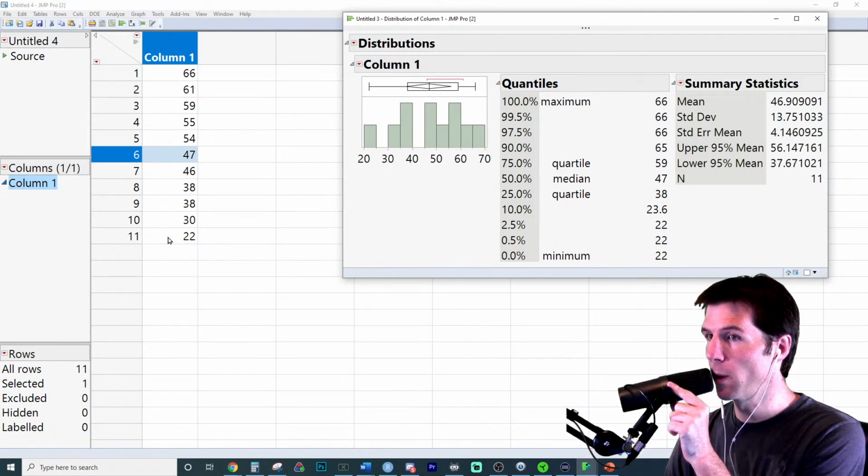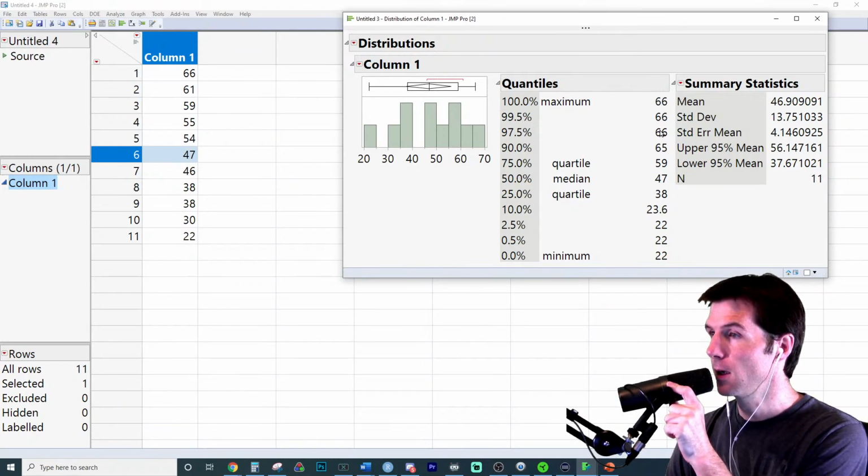0th percentile means it's the minimum value. That's the minimum value right there. The 100th percentile means it's the maximum value. And you see the 5-number summary. So make sure you understand how this is connected right here.